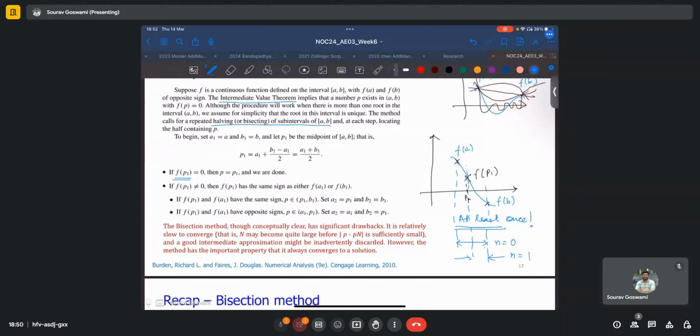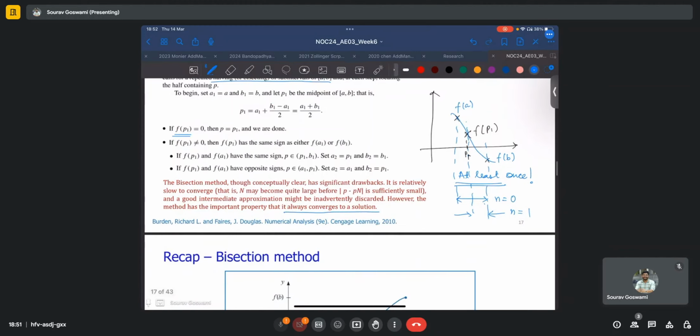Now, the bisection method, though conceptually very simple and clear, has some drawbacks. It is slow to converge, and we may have to perform this bisection and search step a large number of times. And a good intermediate approximation might be inadvertently discarded in certain cases. However, the most powerful aspect of this method is that it will always converge to a solution, which cannot really be said for all the methods we'll be encountering.